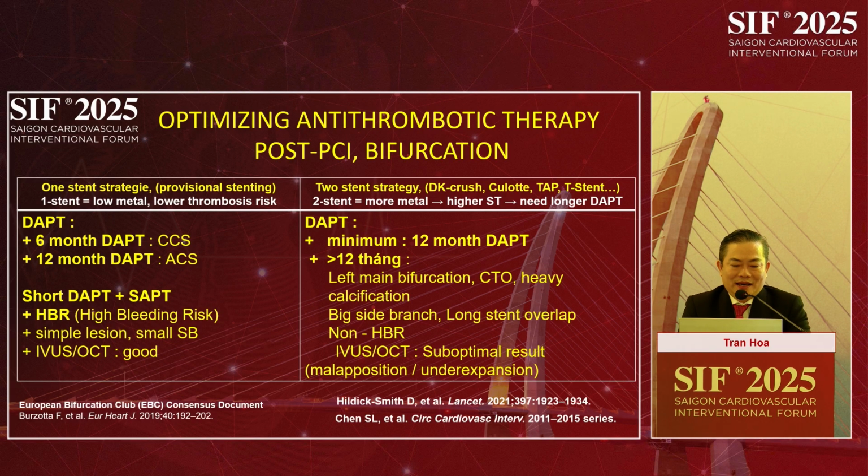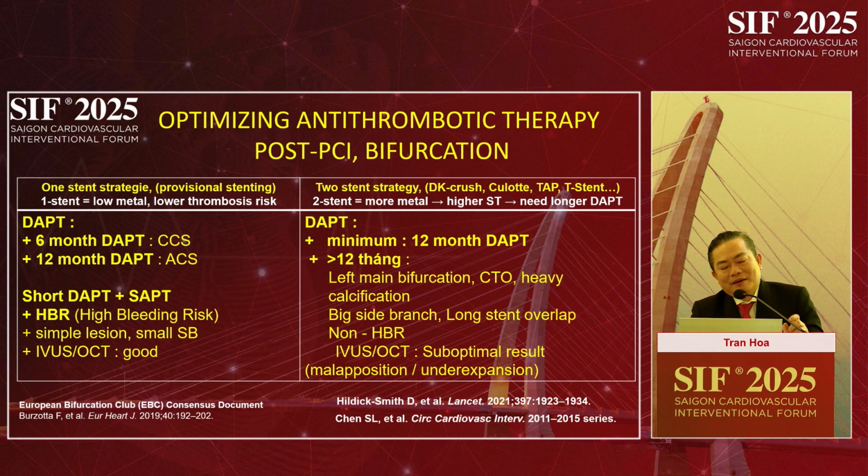In daily practice, how do we optimize antithrombotic therapy after PCI in bifurcation? In my cath lab, if the patient has a simple lesion with a one-stent technique, provisional stenting, it depends on CCS or ACS. With CCS, we can use DAPT for 6 months, but with ACS, we use DAPT for a minimum of 12 months. And sometimes, with a patient with high bleeding risk, a simple lesion, a small-size branch, and good imaging with IVUS, we can use short DAPT, and we can stop aspirin early, after 1 month or 3 months.